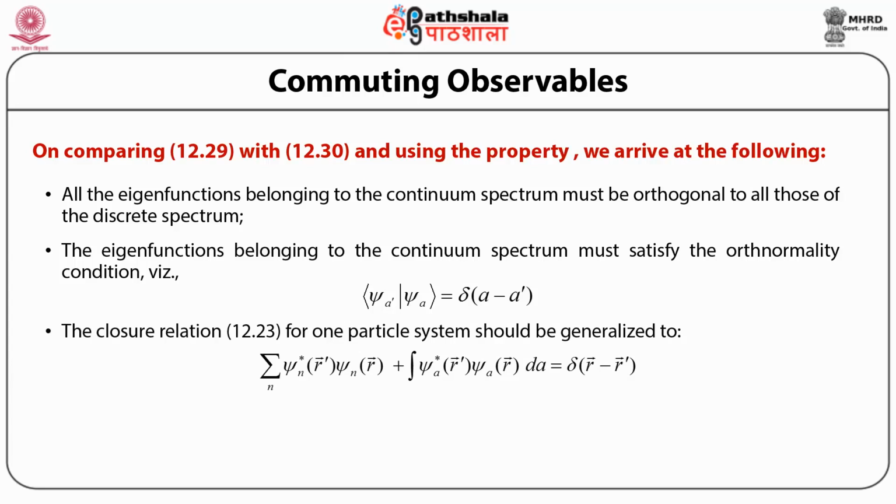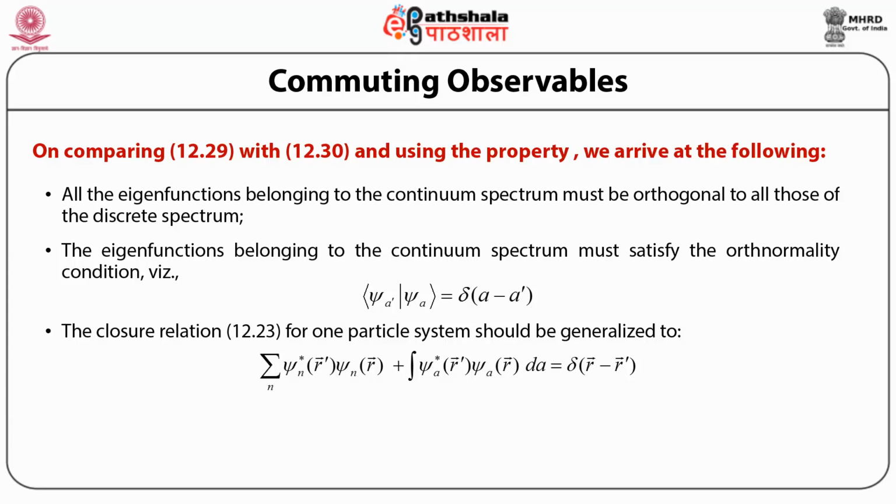The closure relation given by equation 23 for a one particle system should be generalized to summation over n psi n star of r prime into psi n of r plus integral psi a star of r prime psi a of r dA is equal to delta of r minus r prime.